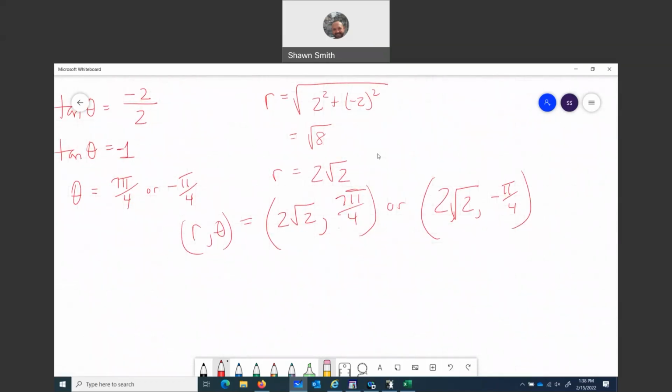It doesn't hurt to check this real quick just to make sure we've done the calculations right. Plot 7 pi over 4. From here, there's 7 pi over 4. Go 2 square roots of 2 out. 2 times the square root of 2 is something. It's right there. Negative pi over 4 is this. And positive 2 square roots of 2 is that same location.